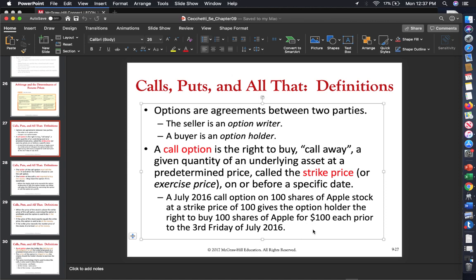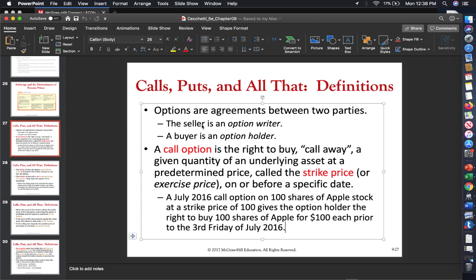Accordingly, a put option would be the right to sell a certain number of stocks. So in this example, you could have a put option that gives you the option, so the right but not the obligation, to sell 100 shares of Apple stocks at a strike price of $100, on, for example, the third Friday of July 2016, which was back then in the future.